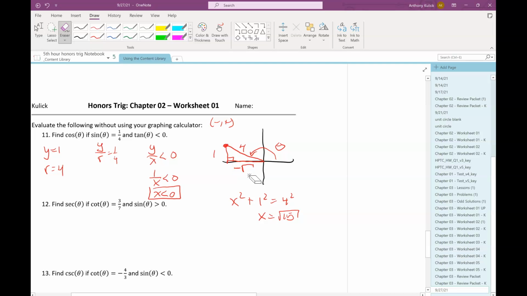Again, I skipped some steps. And now that I have everything drawn, I can answer the question here. It's asking me to find cosine theta. So cosine theta is x over r. So that's negative root 15 over 4.